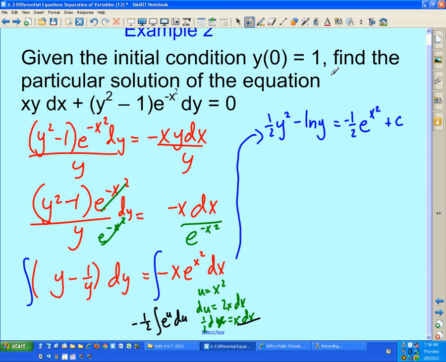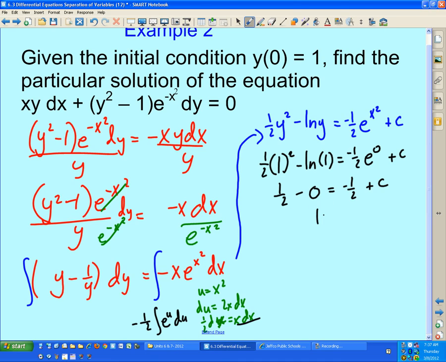I get 1/2 times 1 squared minus ln of 1 equals negative 1/2 e, now if x is 0, it's really to the 0 power, plus c. So I really have 1/2 minus 0 equals negative 1/2, and then e to the 0 is 1, so I get just negative 1/2 plus c. And if I combine like terms or move the negative 1/2 across the equal sign, we find out that c is 1.